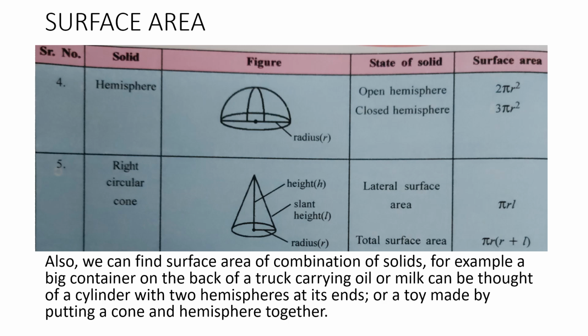Also we can find surface area of combination of solids. For example, a big container on the back of a truck carrying oil or milk. How can it be thought about? It can be thought of as a cylinder with two hemispheres at its ends, or a toy made of putting a cone and hemisphere together. These are examples of combination of solids.